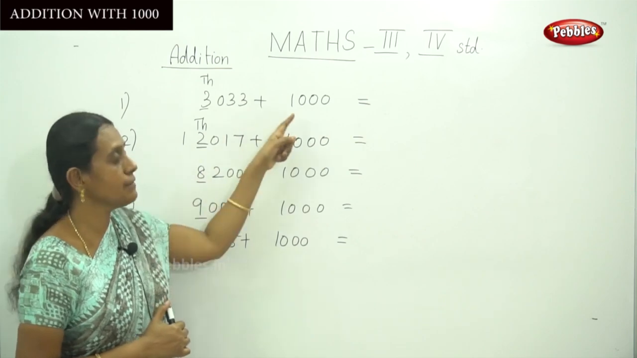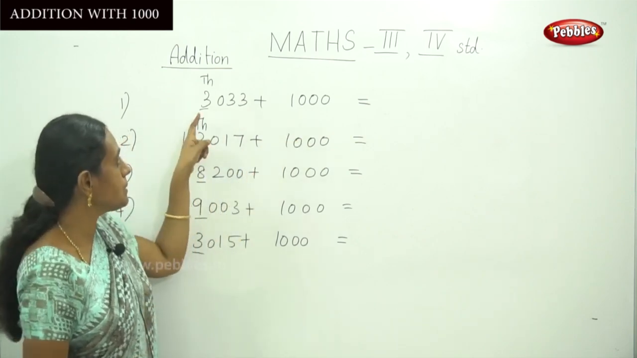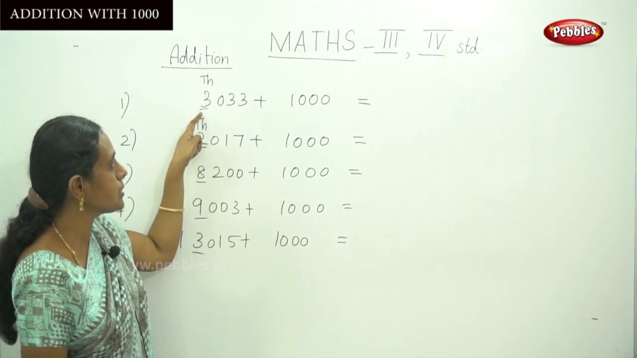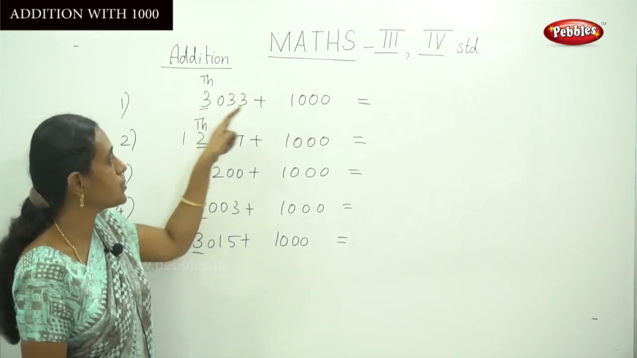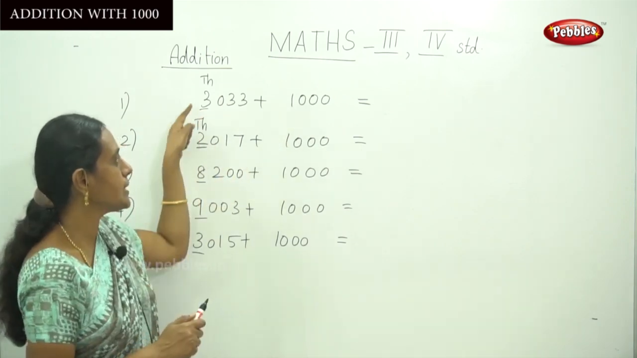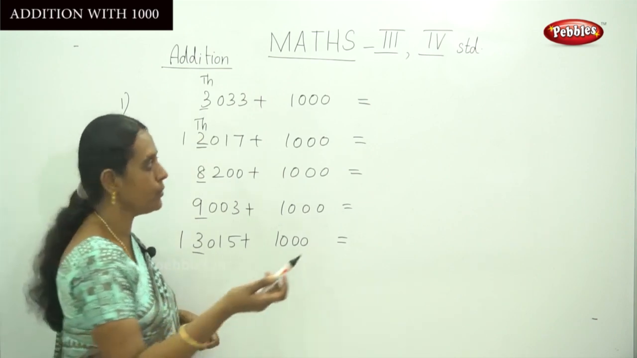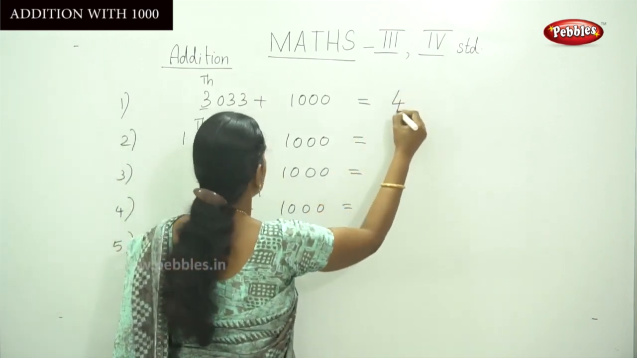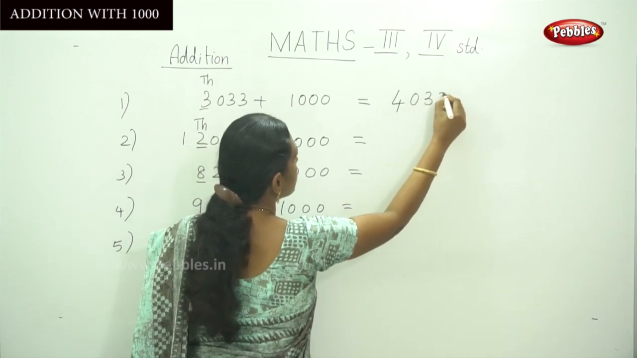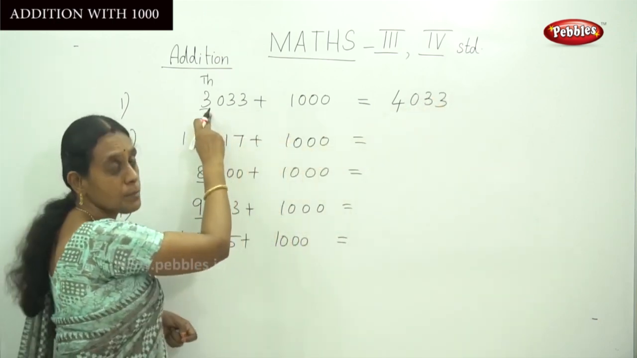3033. Addition with 1000. So simply write down the next 1000. What do you have to write here, children? That is 3 plus 1, next number, that is 4. Change the 1000 place only. So 4033.